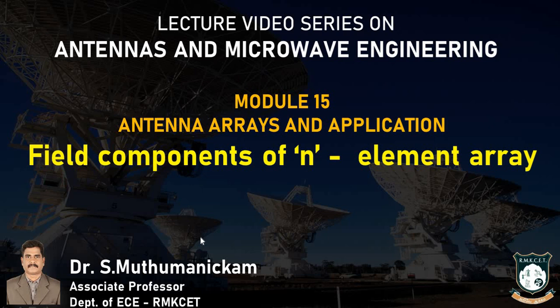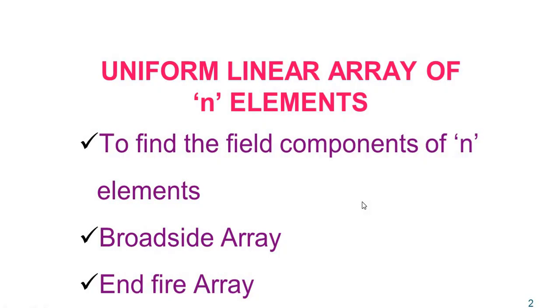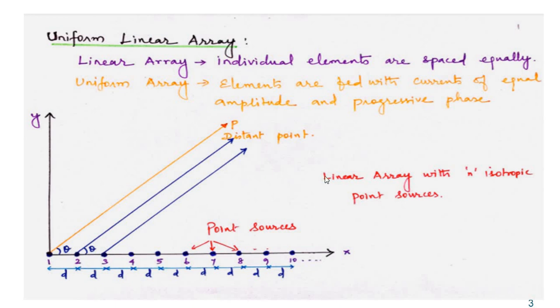In this topic there are three different cases: broadside array, end-fire array, and an array of elements with unequal amplitude and any phase. But here we have to discuss two cases, the broadside array and the end-fire array. Before proceeding to broadside and end-fire arrays, in this video we will discuss how to calculate the field components for n elements. See the diagram.